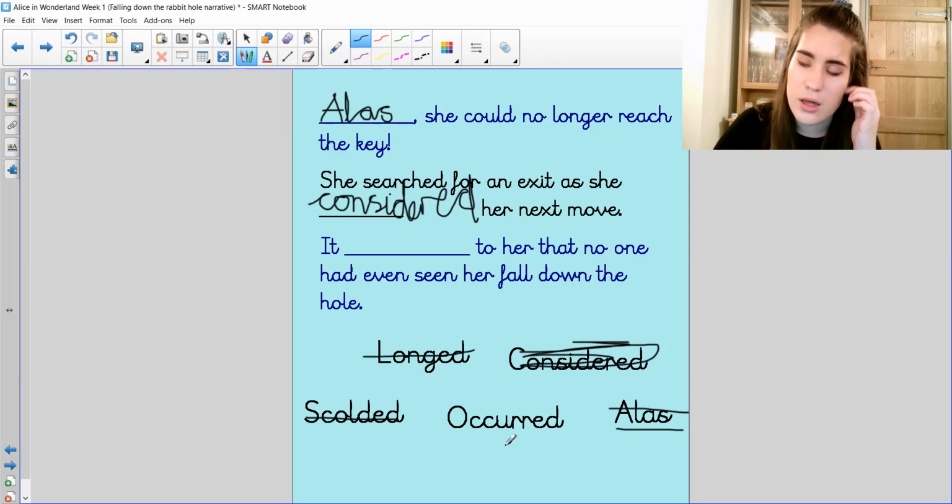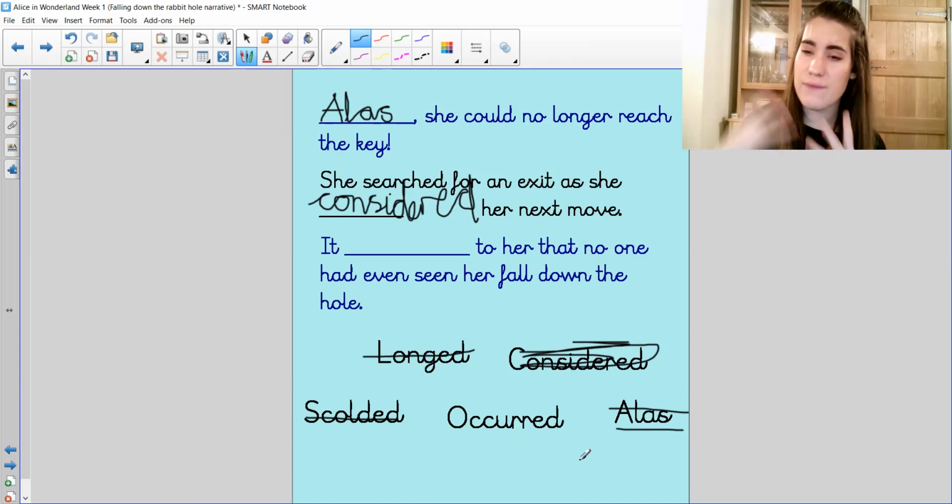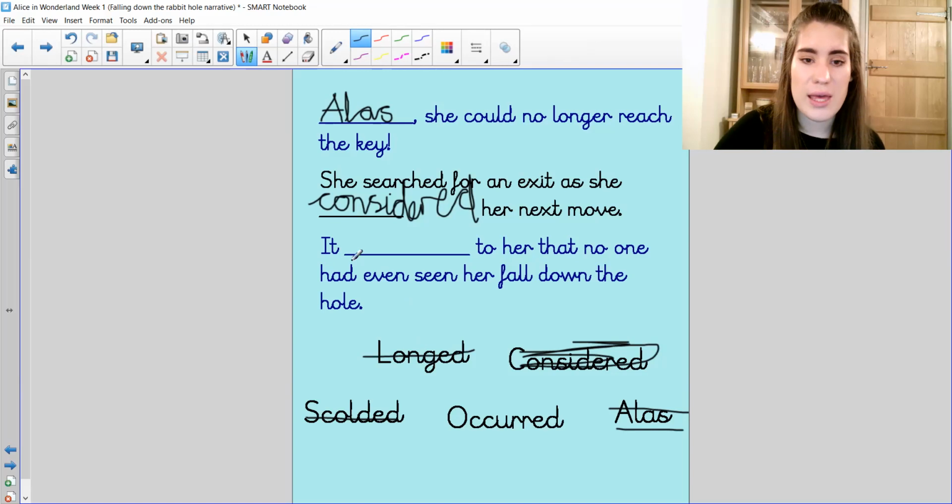It occurred to her. Now, we talked about this word occurred and the fact it means that if something occurs to you, then you realise, you think about something. Okay, so it occurred to her kind of means the same as she realised. Does that fit in the sentence? She realised that no one had seen her fall down the hole. Yes. Okay, so it occurred to her works in this sentence.